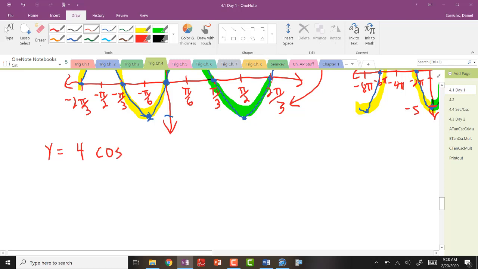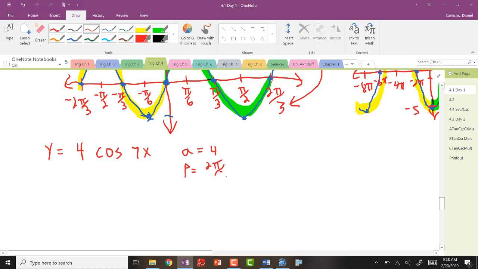Cosine. This number doesn't even matter in front. It's such an easy thing. But let's say cosine of 7x. Whoa, that's weird. That came out of my head. A equals 4, and it's cosine kid. The period is now 2 pi over 7.